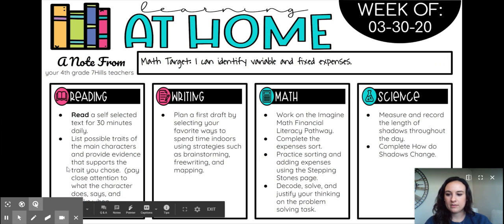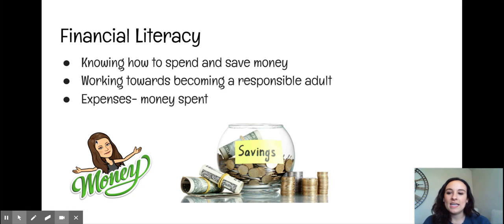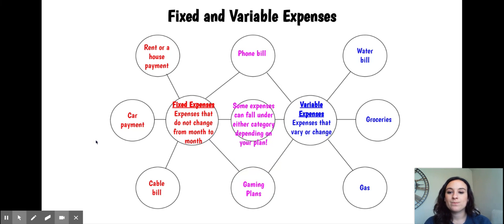So let me go to the next slide. Okay, so we're focusing on financial literacy, and what we mean by financial literacy is just knowing how to spend and save money wisely. We really want to be teaching you guys how to become responsible adults with money. And today, for our lesson for this week, we're focusing on expenses. And what I mean by an expense is just money that we spend. So we're going to focus in on two different kinds of expenses, fixed and variable expenses.